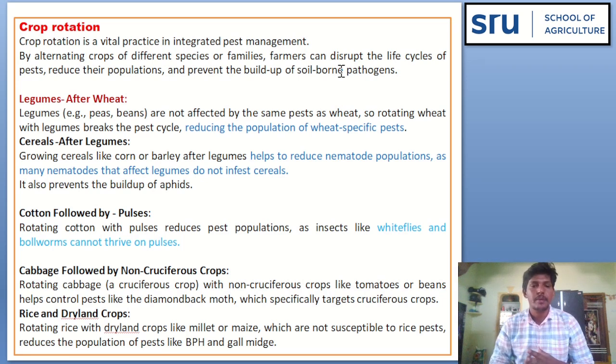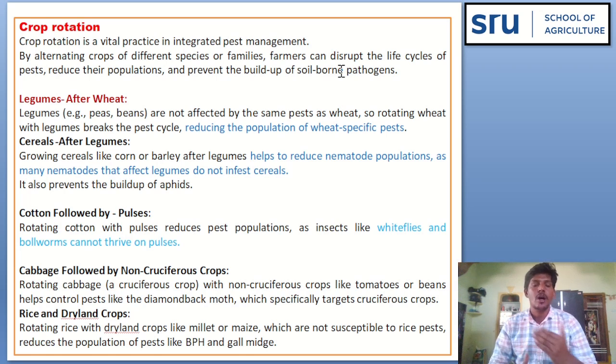See here, examples are given. Legumes after wheat. When we are growing legumes after a wheat crop, it helps in reducing the pest population of wheat. Why? Because these wheat pests can't survive on the legumes, so their population decreases.